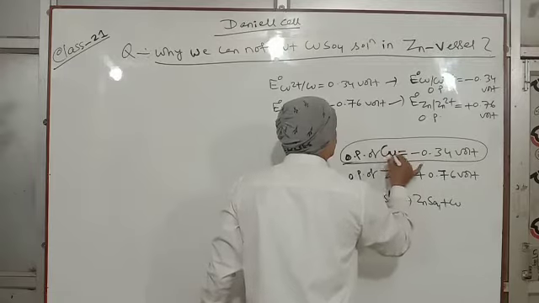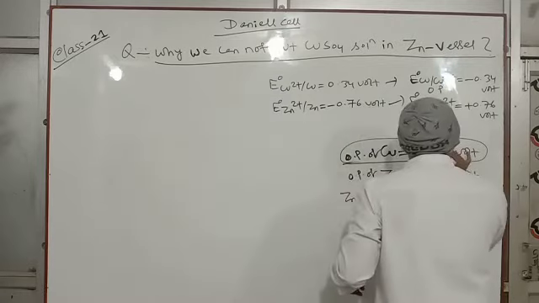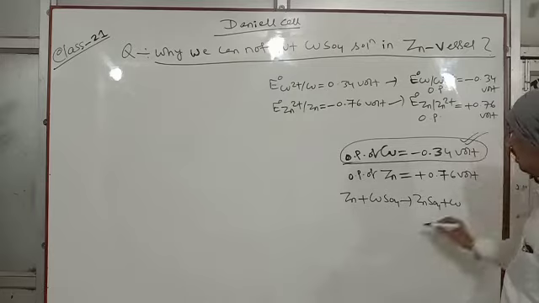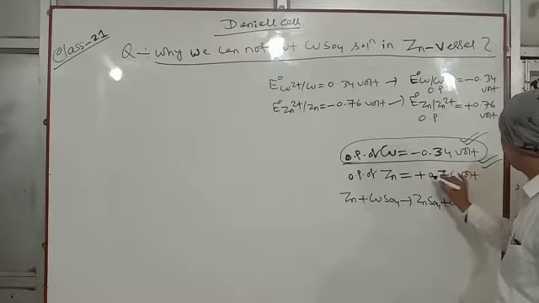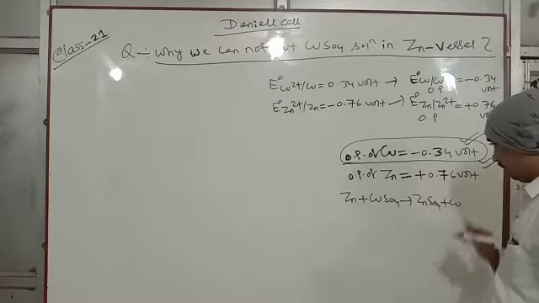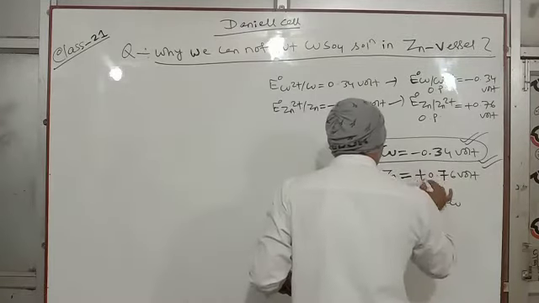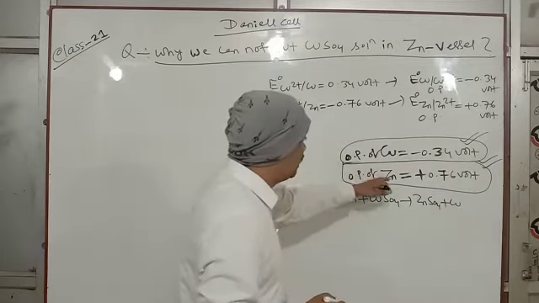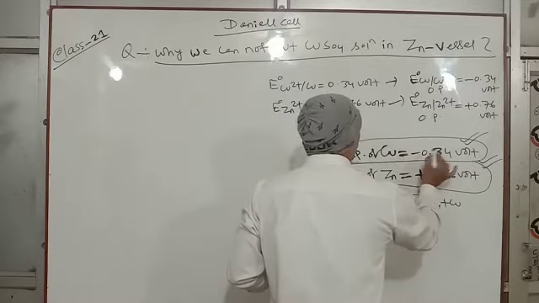Oxidation potential of copper is minus 0.341, oxidation potential of zinc is plus 0.76 volt. Oxidation potential of zinc is plus 0.76 volt, and oxidation potential of copper is minus 0.34 volt.